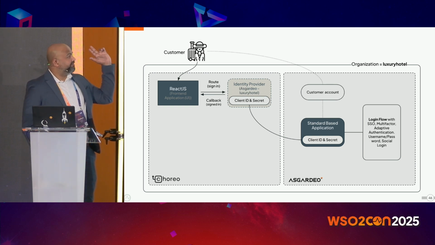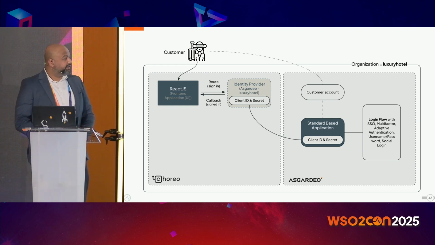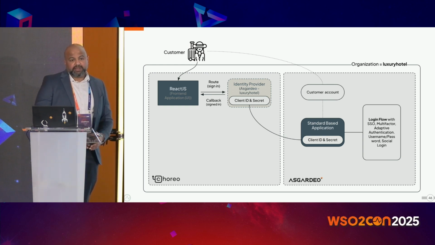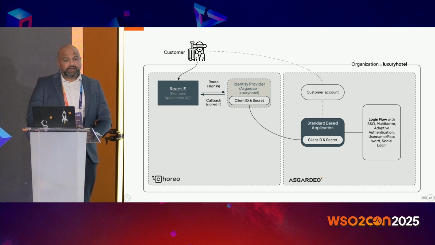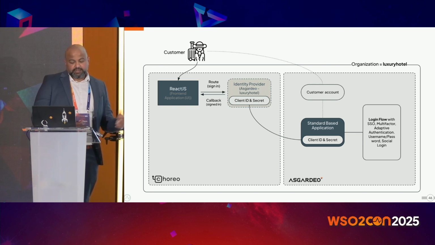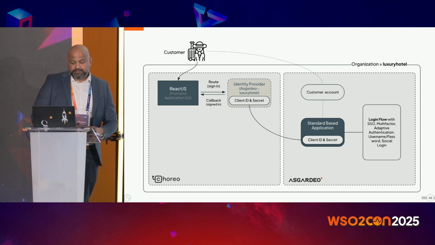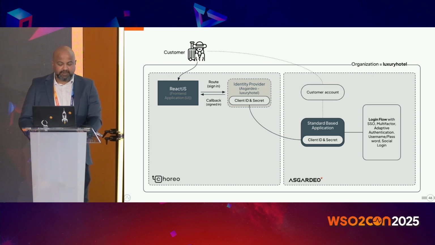In this case, you can see it's the same organization called Luxury Hotel. And we have Choreo and Asgardio. Within Asgardio, we design the user journey related to the login experience, where they create the customer account, and we can create an application to have a certain client ID and secret in order to use this user information within the context of Choreo. Within Asgardio, you can develop your login journey by adding multi-factor authentication, single sign-on, or social login like Google. You can do anything which will be prompted on the login screen afterwards.